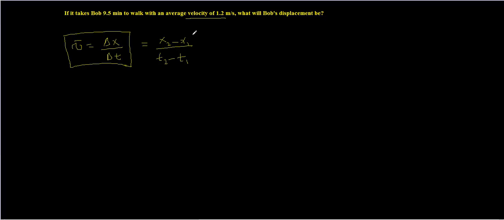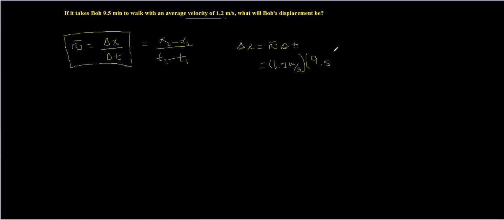We're going to solve for delta x because they're asking for a displacement. So we can rewrite the formula as delta x is equal to the average velocity, because that's a given number, multiplied by the change in time, so delta t. So we could probably just simplify. First of all, we need to substitute 1.2 meters per second, multiply that by 9.5 minutes.